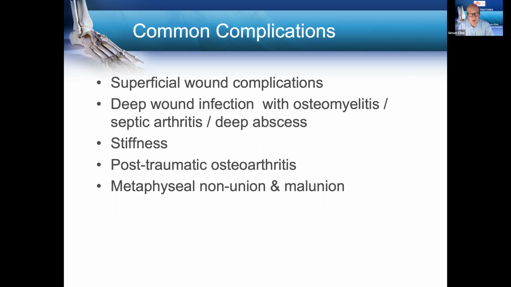And the other complication is non-union and malunion. These tend to occur hand in hand unless you fixed it wonky to begin with. The non-union almost always occurs at the metaphyseal-diaphyseal junction. An articular non-union is exceptionally rare. And what often happens, if you've got a plate, say on the medial side, you get a non-union, that plate breaks, and then the fracture collapses into valgus, and then consolidates, giving you a malunion.